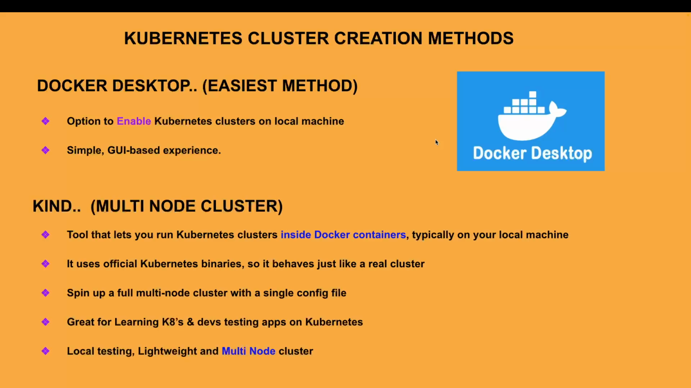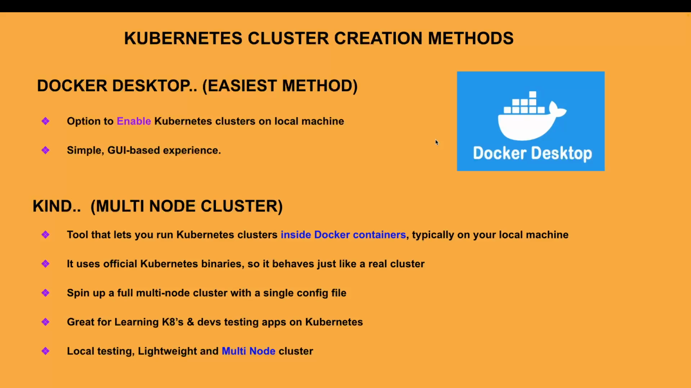The other method I will show you is the kind cluster. It's a multi-node cluster, while Docker Desktop is just a single node. Again, if you are not aware of what single node and multi-node mean, please do check my other videos. Docker Desktop is the easiest method. For those who don't want any multi-node concept, just go for Docker Desktop. I'll explain that in this video.